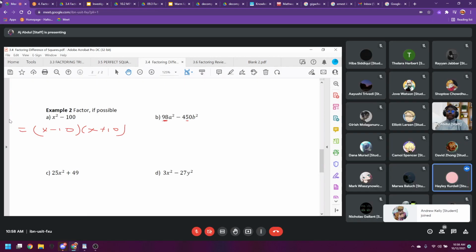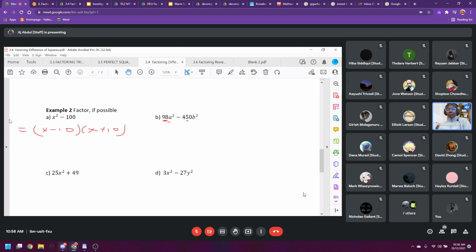No. You said no. So it's not a difference of squares. How do we know it's not a difference of squares? Because they don't have opposite signs, like subtraction and addition. We have not broken it yet. Is this a difference of squares?